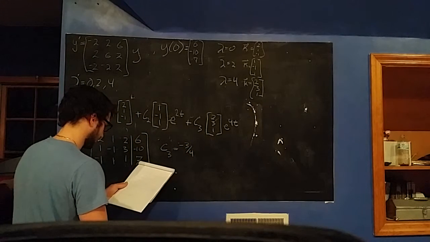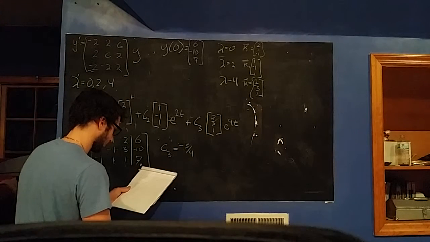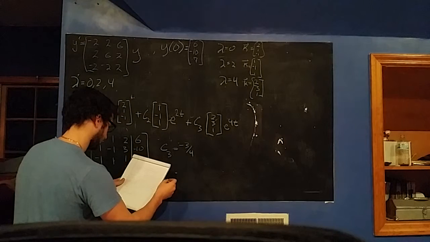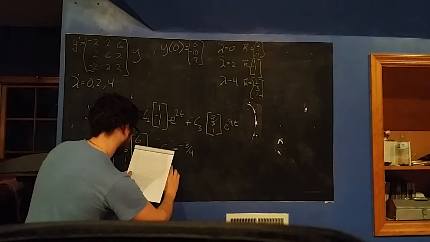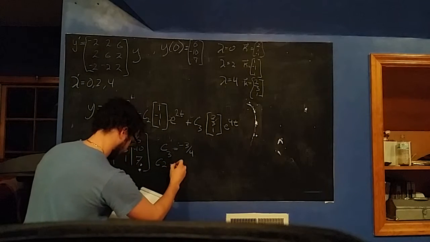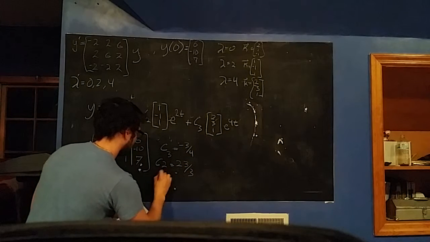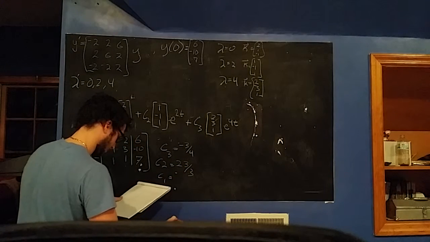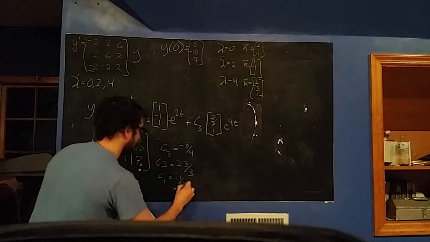And then plugging that in, I actually did another little bit of matrix work here. I ended up getting C2 equal to 23/3, and C1 equal to negative 1/12.